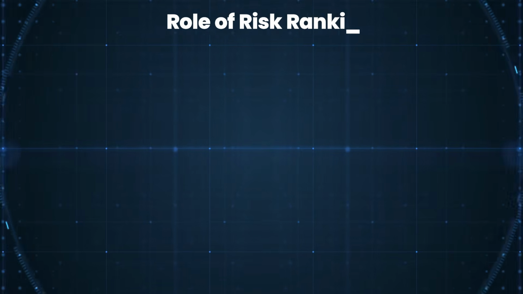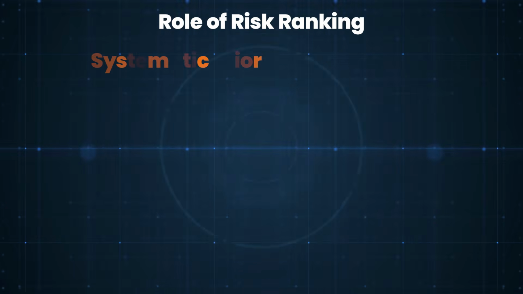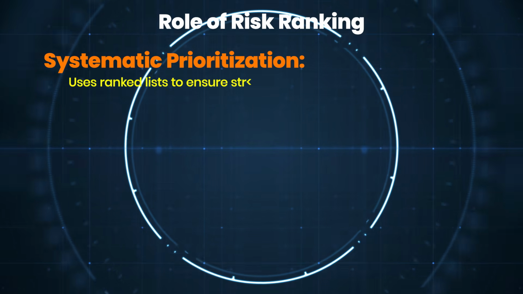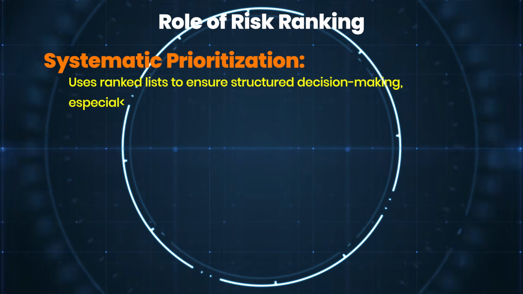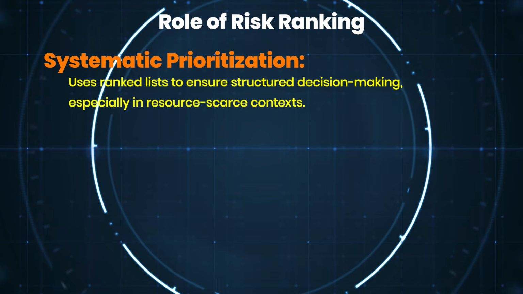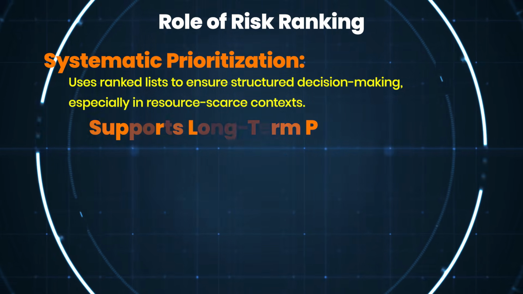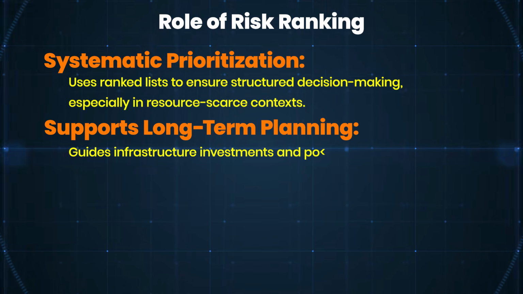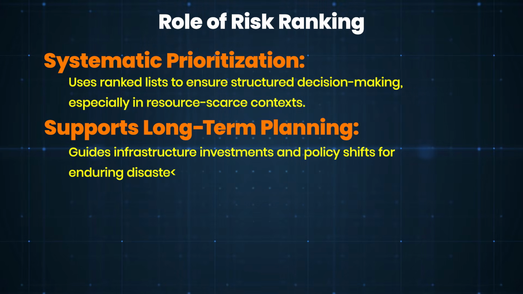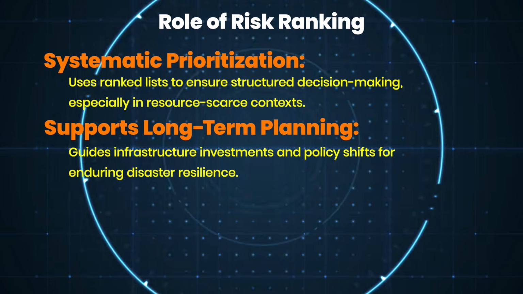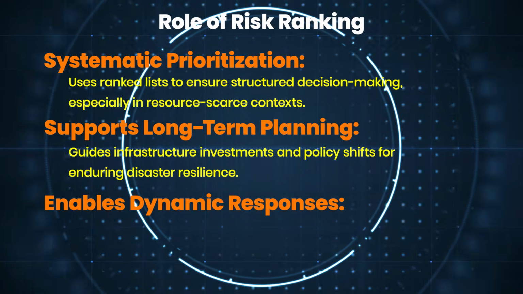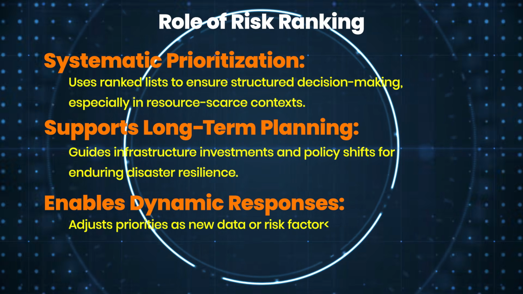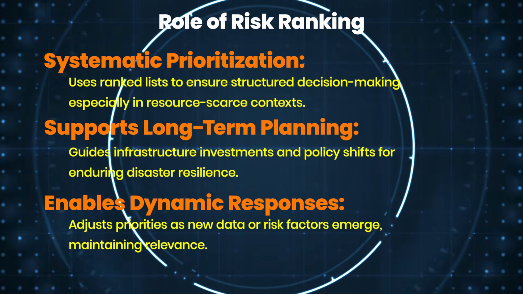Then let us discuss the role of risk ranking. There is systematic prioritization. It uses ranked lists to ensure structured decision making, especially in resource scarce contexts. It supports long term planning. It guides infrastructure investments and policy shifts for enduring disaster resilience. It enables dynamic responses. It adjusts priorities as new data or risk factors emerge, maintaining relevance.